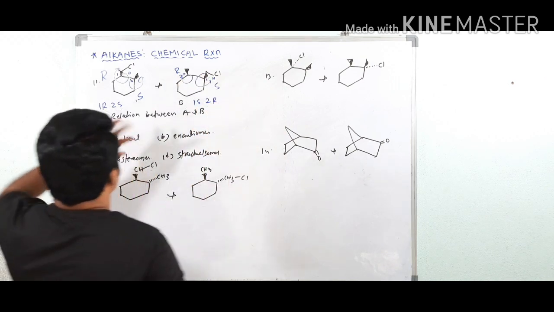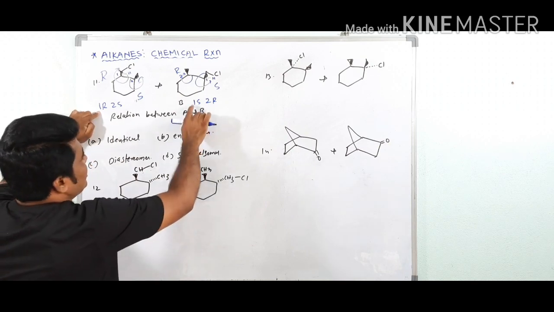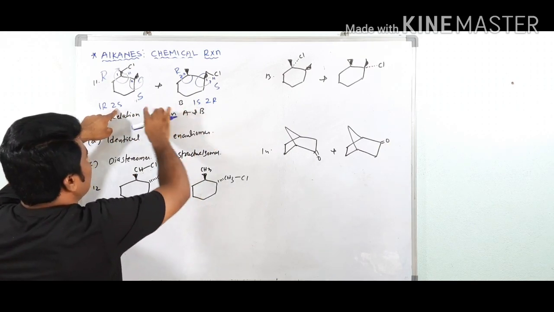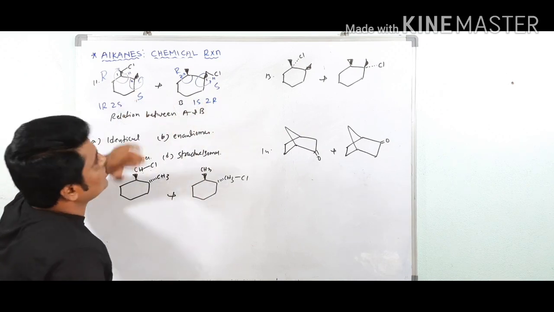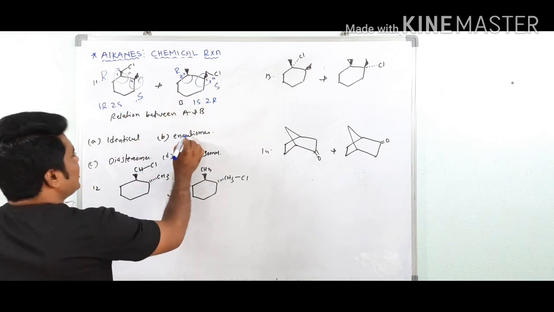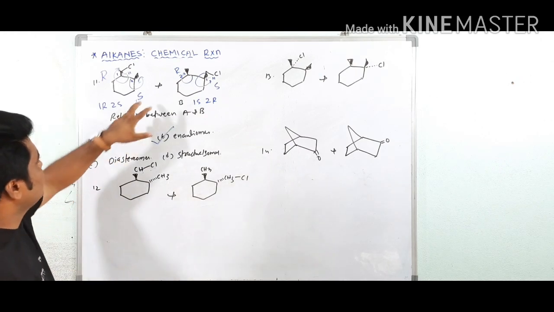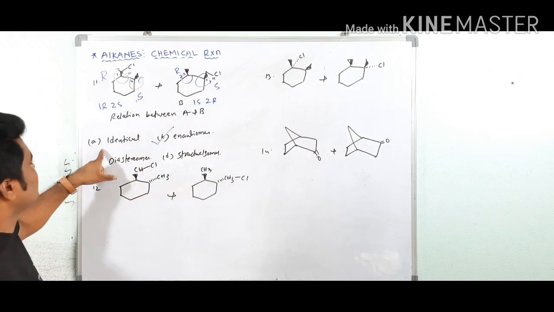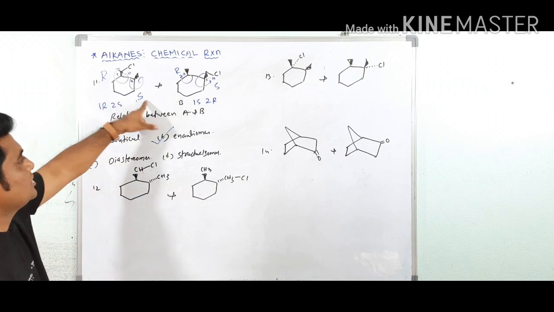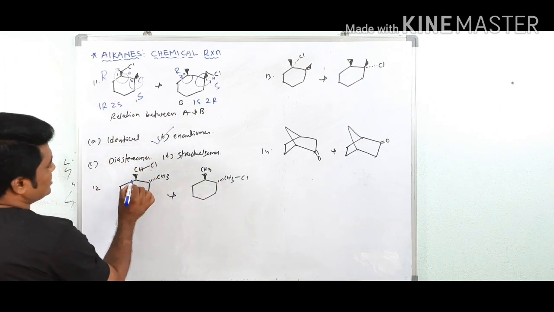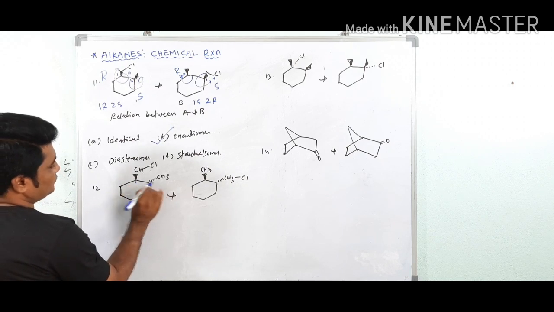What is the relation? Here 1R and here 1S. It means mirror image. And this is 2S, this is 2R, and mirror image. It means these two molecules are mirror images. So it means enantiomers, mirror images. Not identical, though they look identical. Most of the students put the answer identical, but these two are enantiomers.